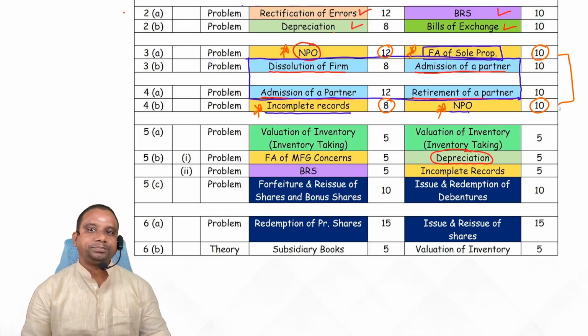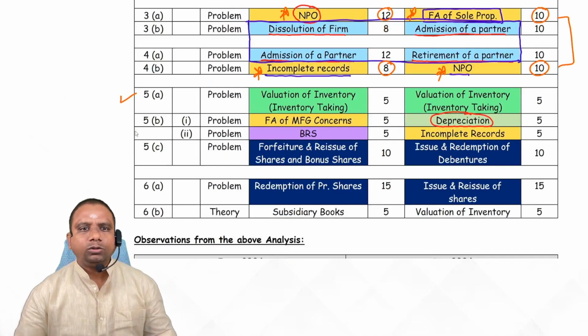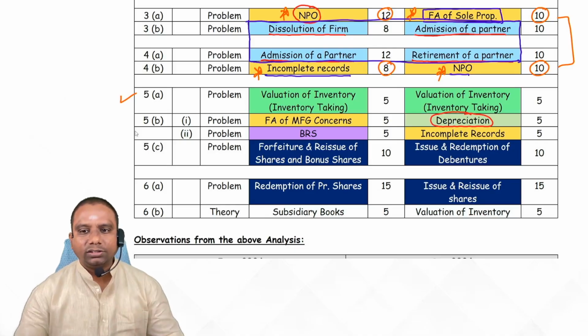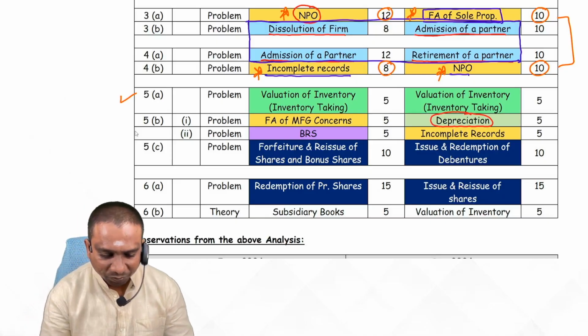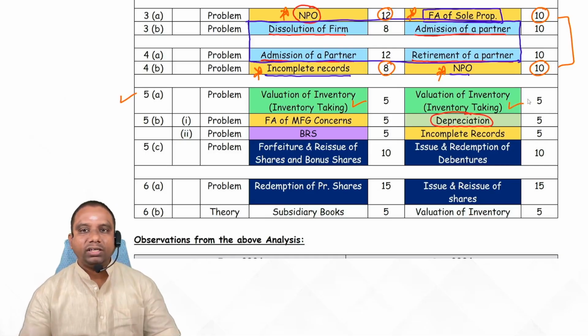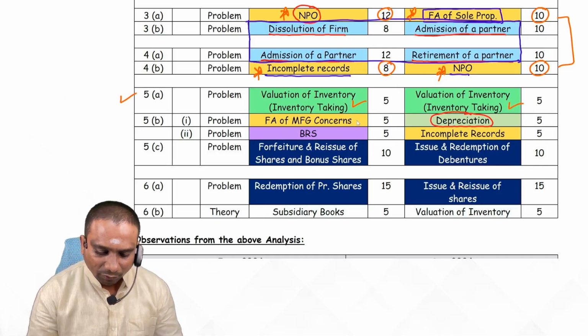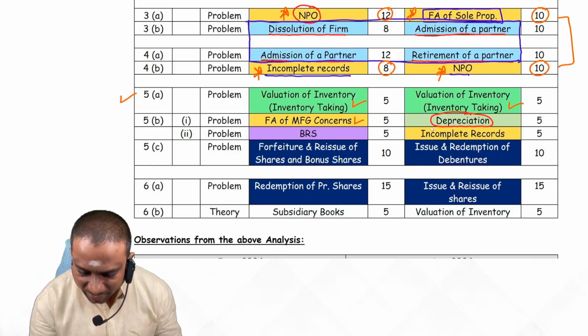Observe carefully. Next, fifth question. In the fifth question, they are giving internal choice also. Yes or no, students? Observe. 5A, inventory valuation, and September also inventory valuation. 5B, final accounts of manufacturing concern, 5 marks. And here they have asked incomplete records.